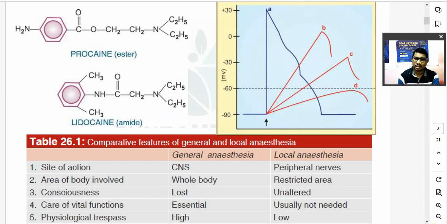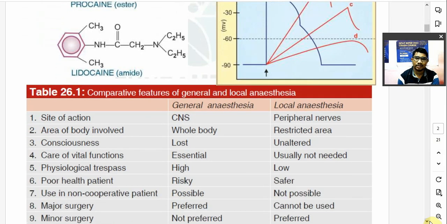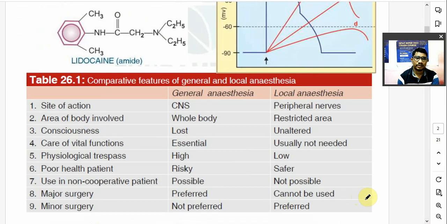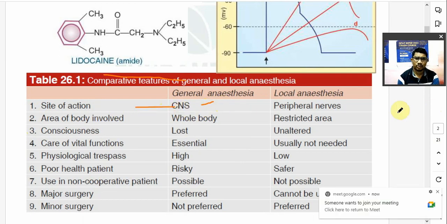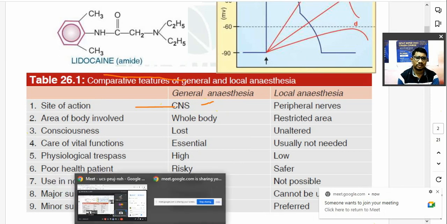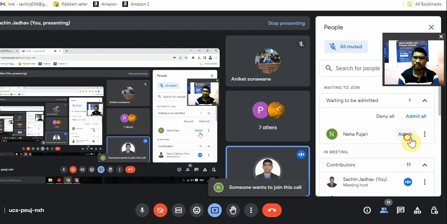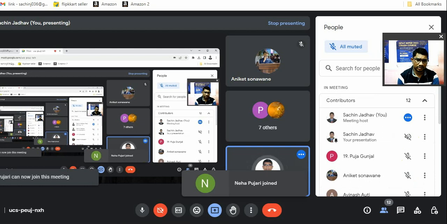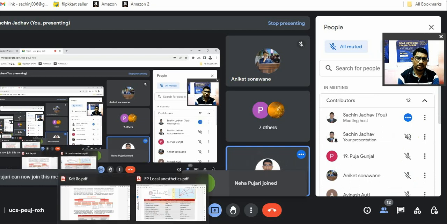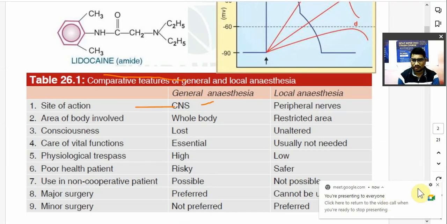Before that, first try to understand the difference between local anesthetics and general anesthetics. Comparative features of general and local anesthetics. General anesthetics act on the CNS. So the site of action for general anesthetics is the CNS, and for local anesthetics it is nothing but the peripheral nerves. Local anesthetics will act on peripheral nerves. General anesthetics will act on the CNS.